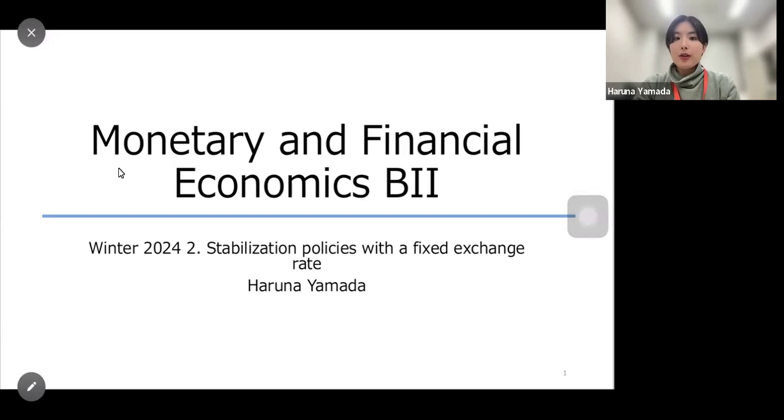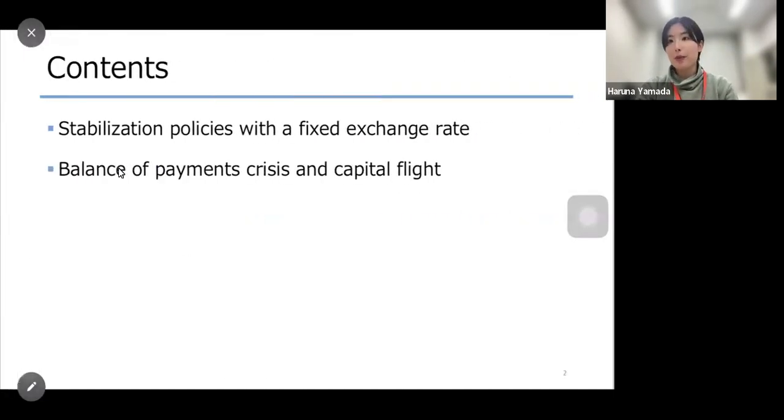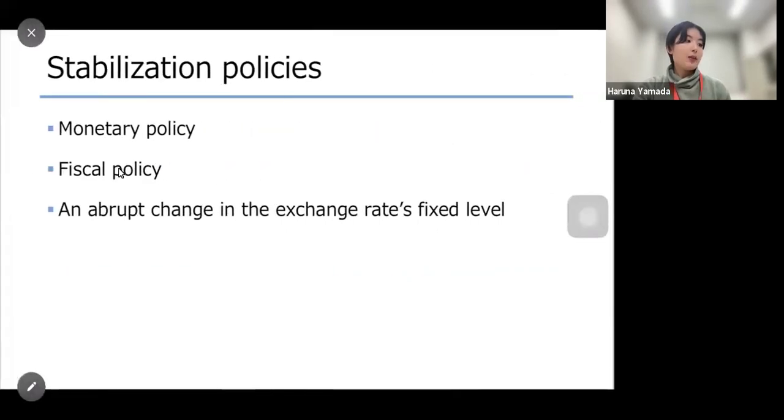Okay, so today's lecture, we will cover the stabilization policies with a fixed exchange rate. Today we will cover two components. The first one is stabilization policies with a fixed exchange rate, and the second one is the balance of payments crisis and capital flight. Now move on to the first topic, stabilization policies with a fixed exchange rate. Stabilization policies include monetary policy, fiscal policy, and change in the exchange rate's fixed level.